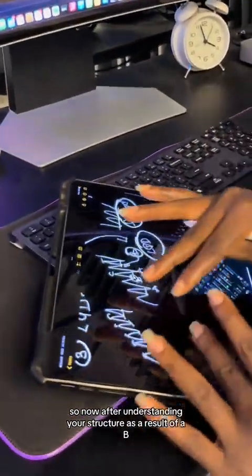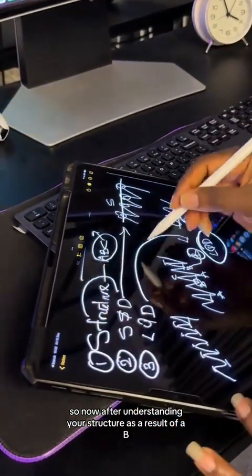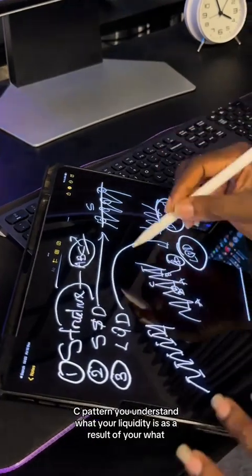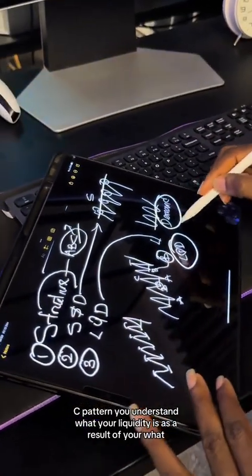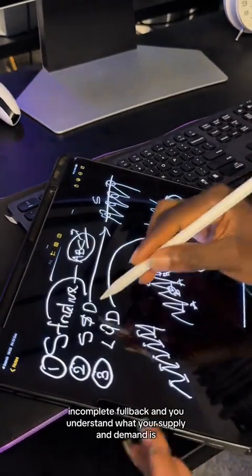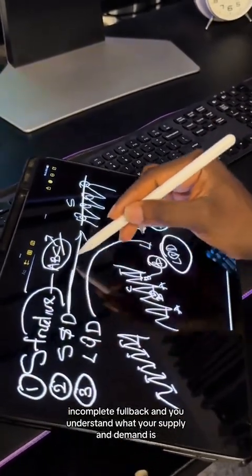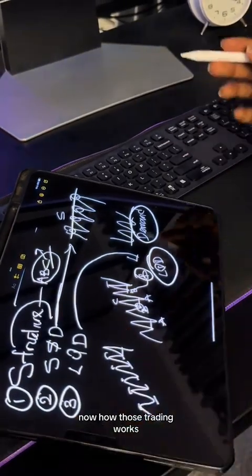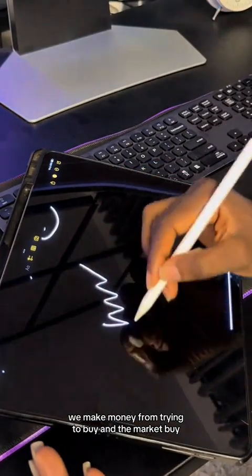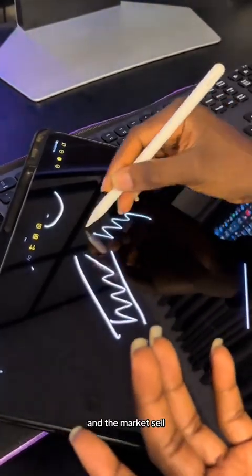So now after understanding your structure as a result of the ABC pattern, you understand what your liquidity is as a result of your what? Incomplete pullback, and you understand what your supply and demand is. Now, how does trading work? We make money from trying to buy and the market buys. And we make money from trying to sell and the market sells.